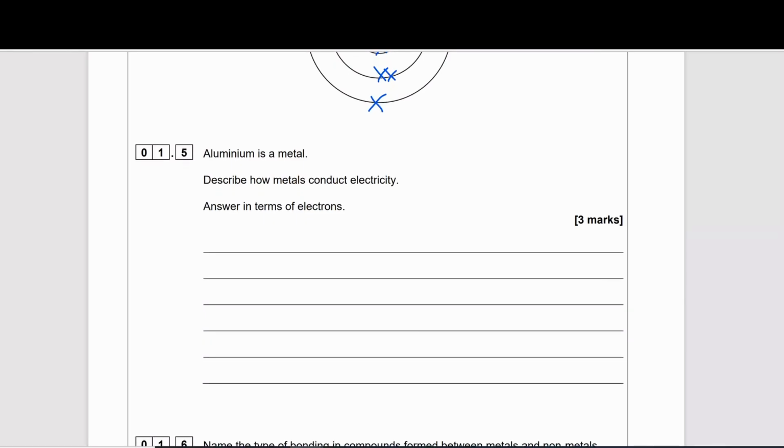Question 1.5. Aluminium is a metal. Describe how metals conduct electricity. Answer in terms of electrons. 3 marks. So we're thinking about metals and metallic bonding, because that's where we understand the concept of conducting electricity also. So our understanding with metallic bonding is you have positive metal ions surrounded by a sea of delocalized electrons.